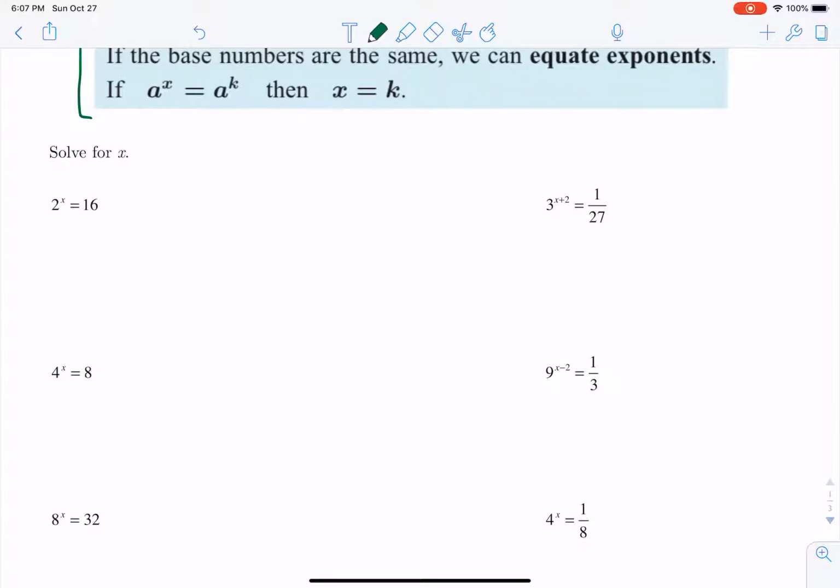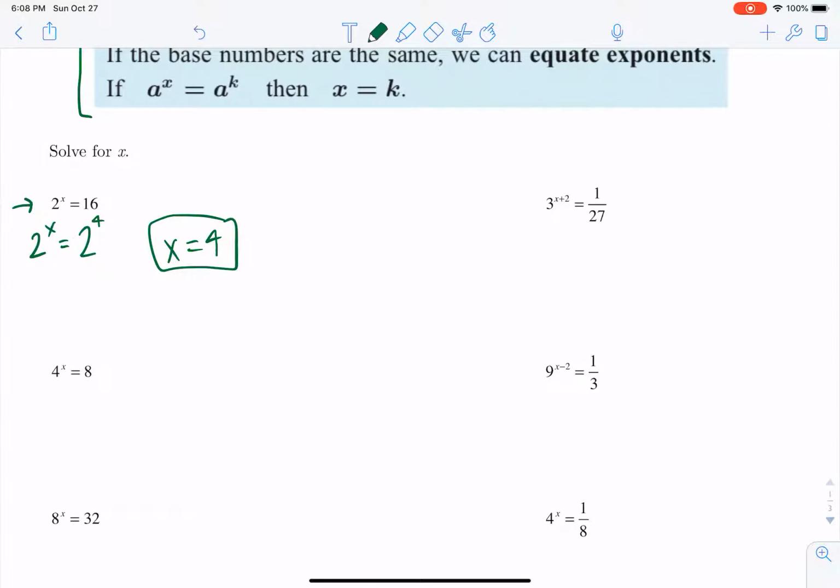To solve for x in this first problem, this is the same thing as 2 to the x power is equal to, and I want to think about 2 to what power is going to give me 16. I know that 2 to the 4th power is equal to 16. So here I have two things that have the same base, so now I know that x is equal to 4.